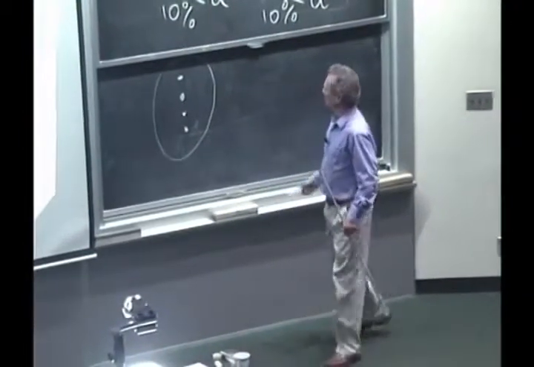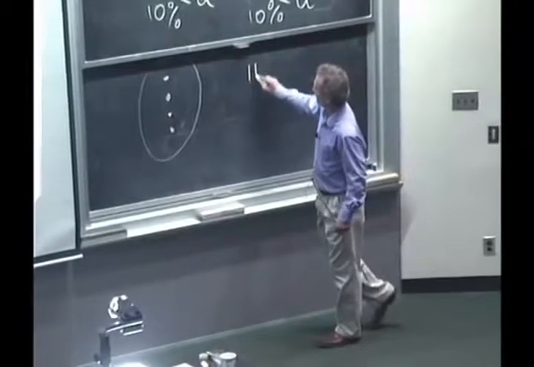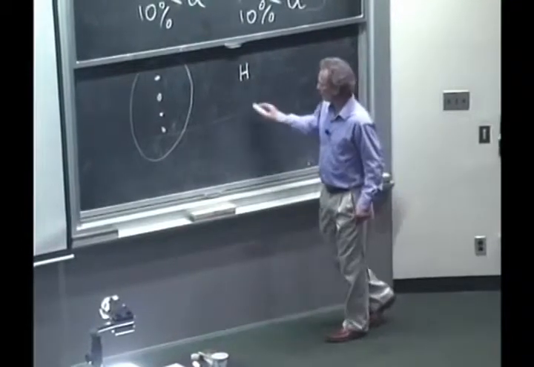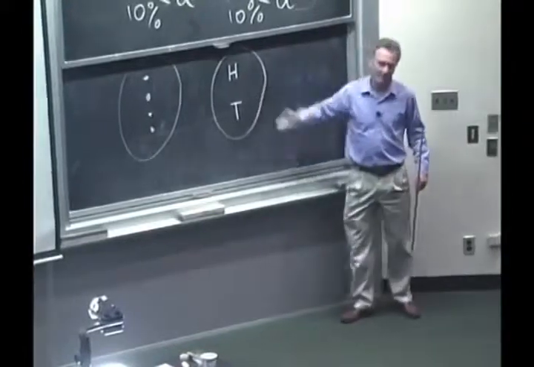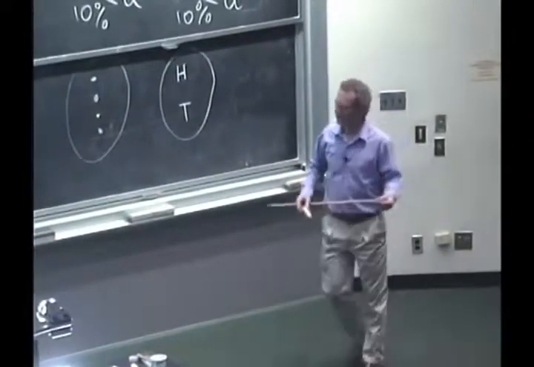So for example, if you're dealing with flipping a coin, your sample space would be heads, this is one outcome, tails is one outcome, and this set, which has two elements, is the sample space of the experiment.